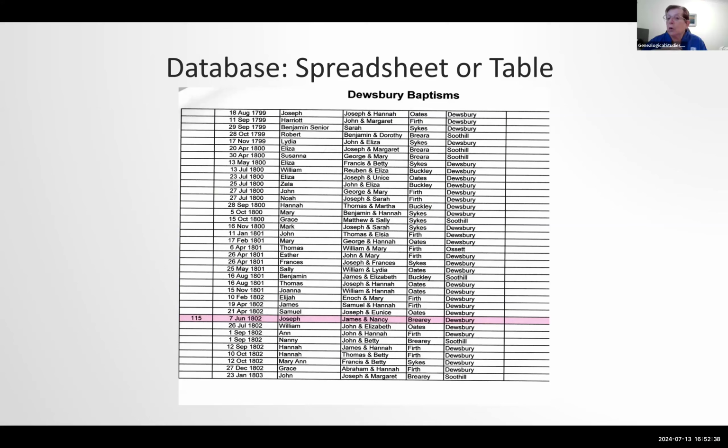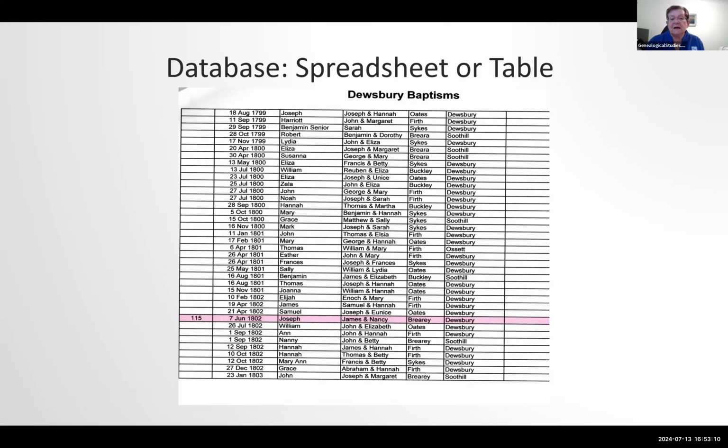Start a spreadsheet or a table, whichever you find easier. And here I've got one for baptisms for Dewsbury. This is just some of the dates in the 1800s. And remember, this parish register goes back to 1536. So I have got an enormous database because I've looked at the names of interest in Dewsbury.